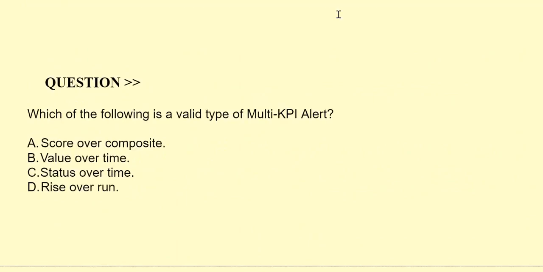The correct answer is option A. Our next question is, which of the following is a valid type of multi-KPI alert? Option A, score over composite. Option B, value over time. Option C, status over time. Option D, run over time.